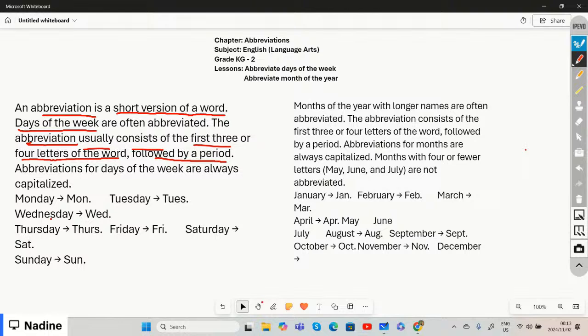All right. So now we're going to abbreviate or shorten the specific words, so that we can at least get an idea of how we abbreviate the days of the week and how we abbreviate the months of the year.